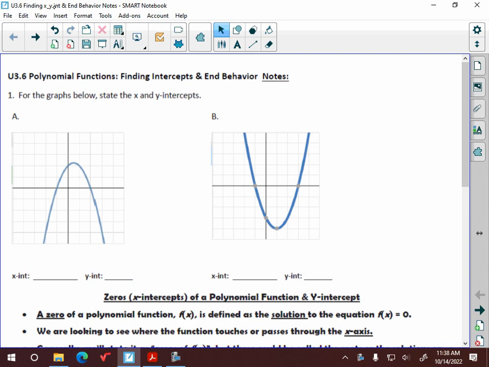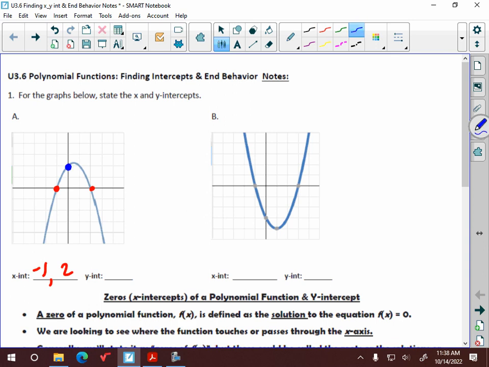All right, we talked about finding x and y intercepts for quadratics, so this first part is just review. If we look at each of these graphs, we can see that they're parabolas, they're quadratic graphs. So we can find the x-intercepts, which are where the graph crosses the x-axis. On this first question, part A, we can see that the x-intercepts occur at -1 and also at +2. And then the y-intercept occurs where it crosses the y-axis at +2.